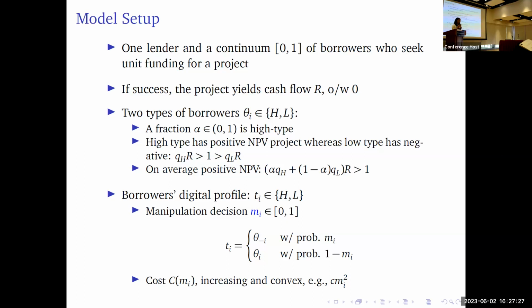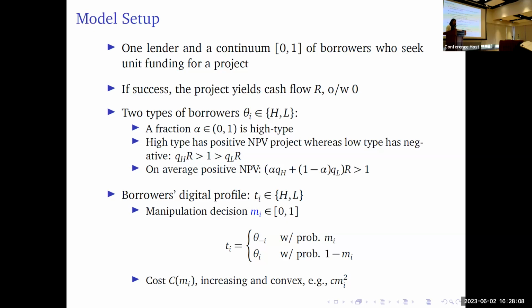So remember, this project has a binary outcome. The expected profit from this project will just be Q, the probability of project success, times R, the cash flow once it succeeds. And if this expected benefit exceeds the initial cost 1, then this means it is a positive NPV project. Similarly, the low type only have negative NPV projects. Without knowing who is high type or low type, the project is likely to be not worth funding. Okay? But this is the assumption.